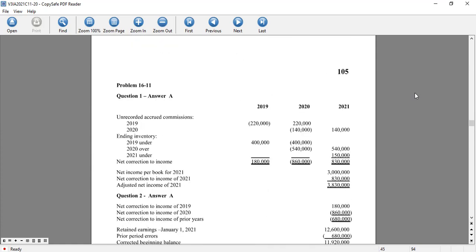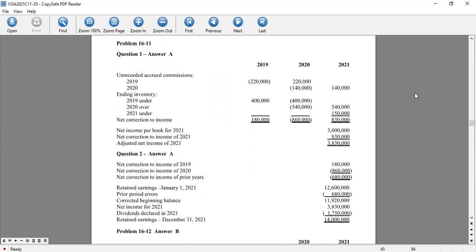Now you have the supporting computations in connection with the solutions. Then we go to number 11, which has two questions. Rebecca Company revealed the following information on December 31, 2021. What amount should be reported as adjusted net income for 2021? And for requirement number 1, our answer to 16-11, requirement number 1, is letter A.